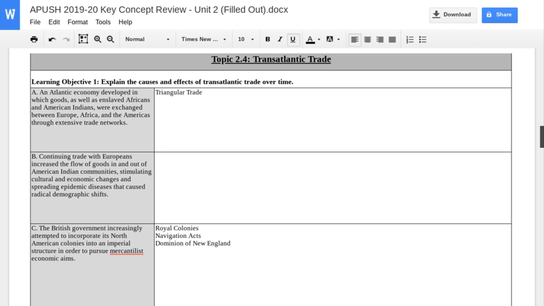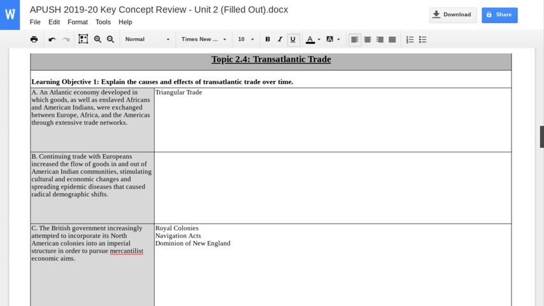Because remember, under mercantilism, you're trying to export more than you import. And if you can find a way to get your imports very cheap or free, as far as the labor source goes, then that's what you're going to do. So all of those things that we've dealt with economically up to this point kind of culminate with triangular trade. So that's how you need to focus on this.